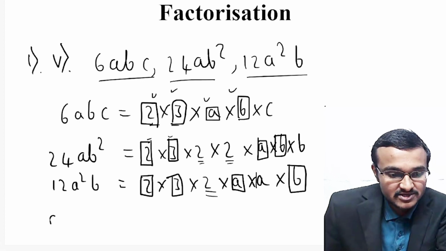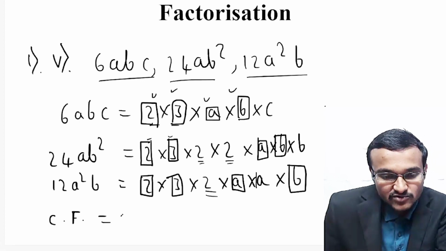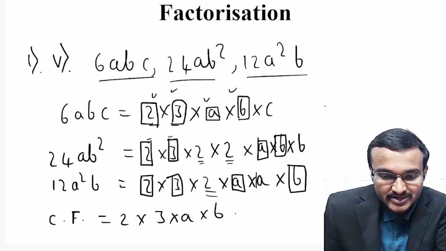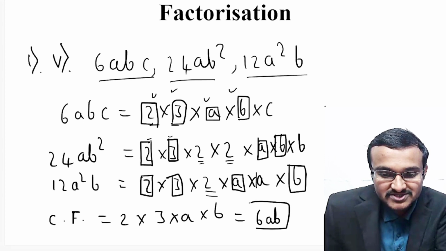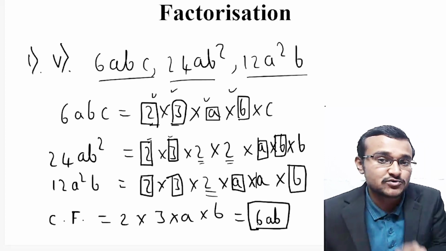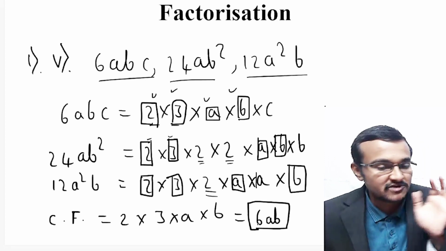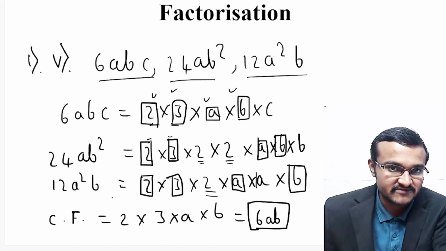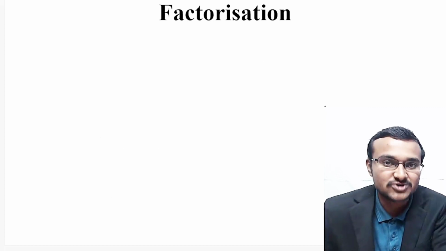Here you can clearly see 2, 3, A and B can be the common factors in all these three terms. So common factor will be equal to 2 into 3 into A into B. So 3 into 2 is 6, A into B is AB. So 6AB is the common factor for this fifth question in first question. So I have solved 4 questions in this particular first question. Remaining 4 questions you can actually solve.